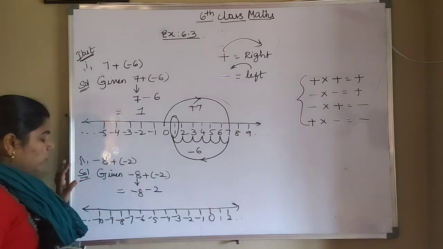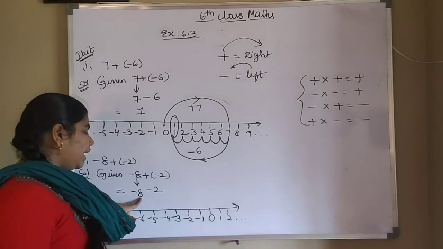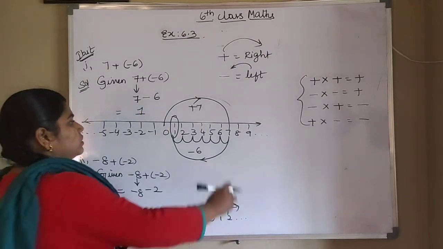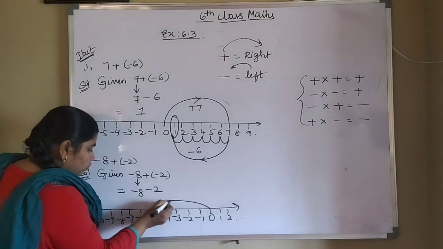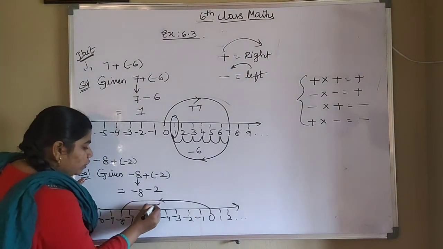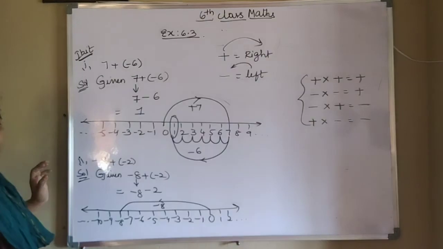And so on. Okay, so first, what is the first number? Minus 8. Minus 8 is a negative number. So a negative number means we have to move to the left side. So 0 to minus 8. So I am moving to the left side because it is a negative number.